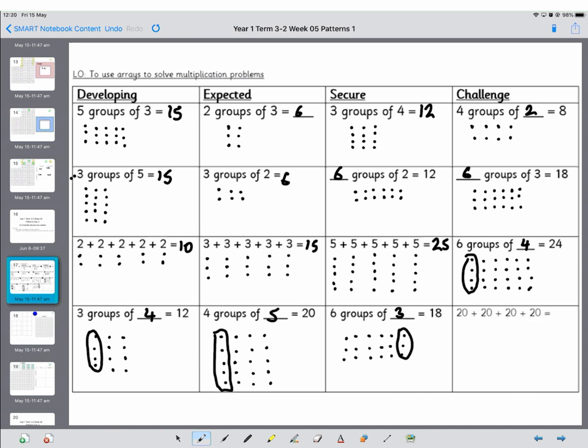And then 20 plus 20 plus 20 plus 20. Well, I'm going to cheat. I'm going to use 10 bars. 10 bar, 10 bar, 10 bar. So that's 10, 20, 30, 40, 50, 60, 70, 80. Because you really don't want to do dots of 20 dots, do you? So, well done. Okay.